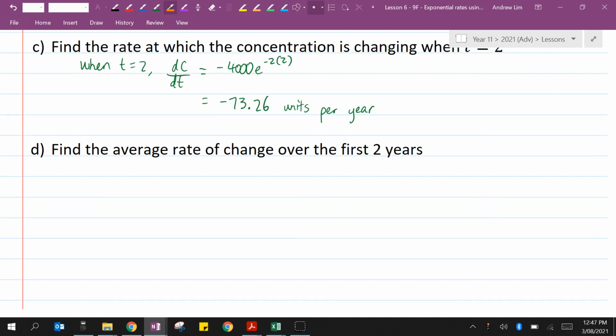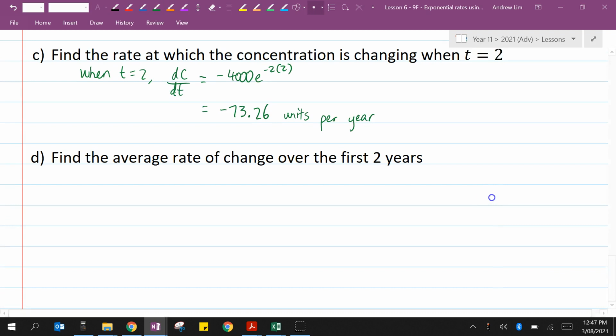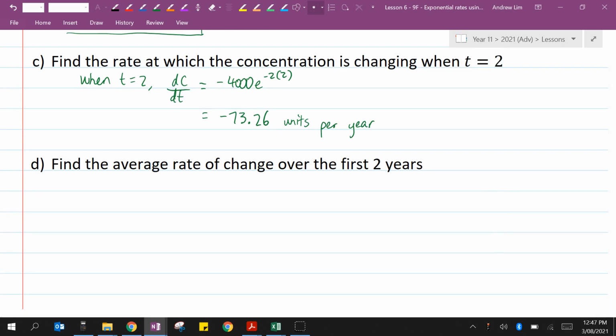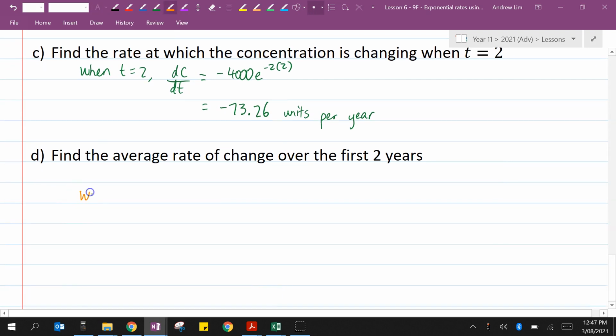Okay, last question for this video. We've got find the average rate of change over the first 2 years. So over the first 2 years, we want to know how much concentration there was after 2 years. So when t is equal to 0 and 2. So when t equals 0, how much concentration was there? C is equal to 2000 e to the power of negative 2 times 0. Okay, because it's e to the negative 2t. So I sub in 0 there, and I get an answer of 2000. Could be 2000 grams, 2000 milligrams.